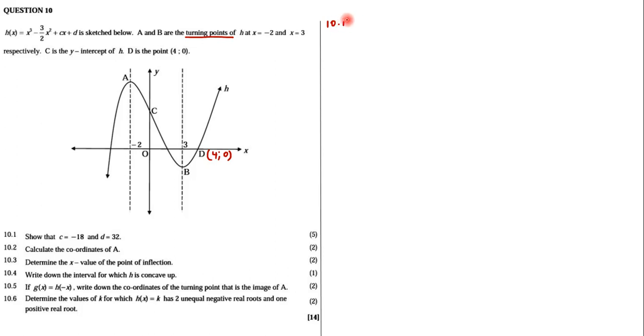As you can see in 10.1, it says you need to show that C is equal to minus 18 and D is equal to 32. Now, because we're given turning points, the easy way to find those unknowns is to first take the equation that we're given. So I'm going to write it here: x to the power 3 minus 3 over 2 x squared plus cx plus d.